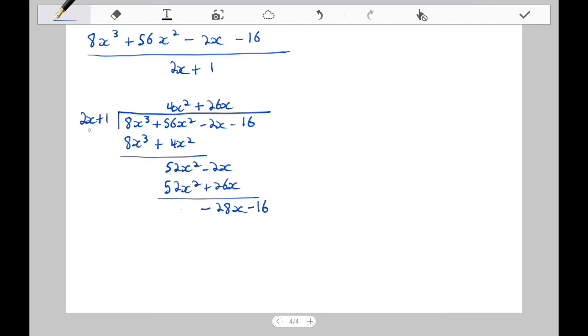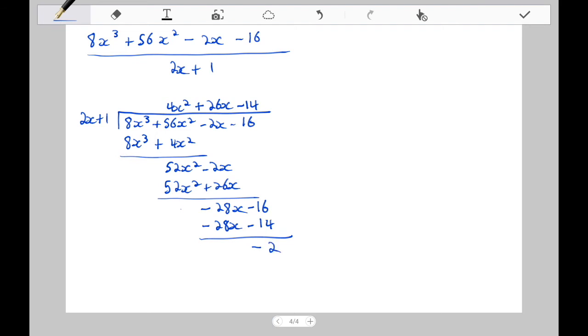Okay, now we say, right, 2x into minus 28x. What does that give us? Well, it gives us minus 14. So we multiply that out. Gives us minus 28x. Minus 14 times plus 1 gives us minus 14. Draw a line. Minus 16 minus minus 14 gives us minus 2.